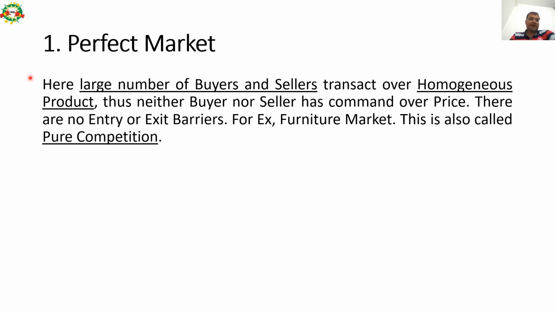Perfect market: a large number of buyers and sellers transact over a homogeneous product. Thus neither buyer nor seller has command over price. There are no entry barriers, no exit barriers. For example, the furniture market. This is also called pure competition. Please remember.